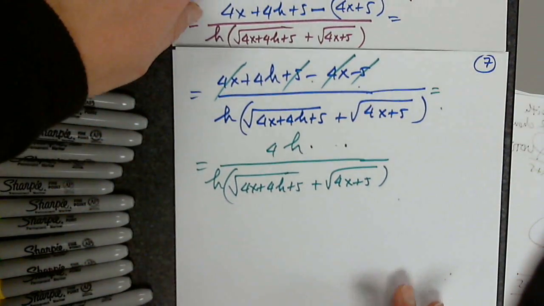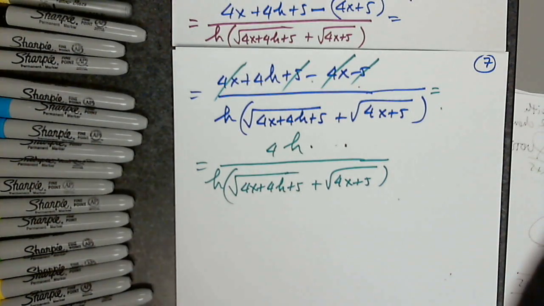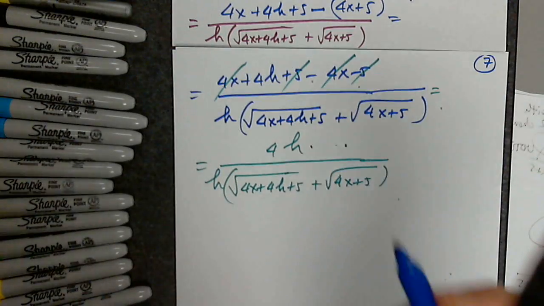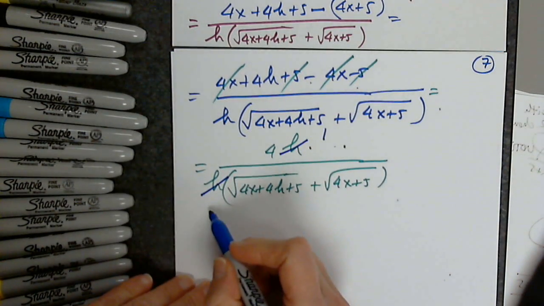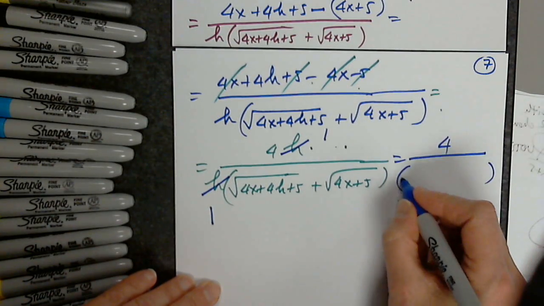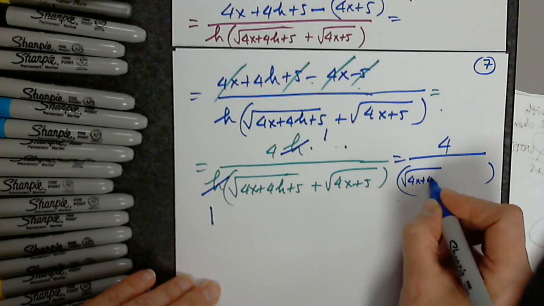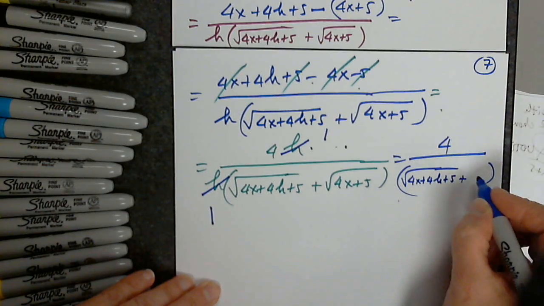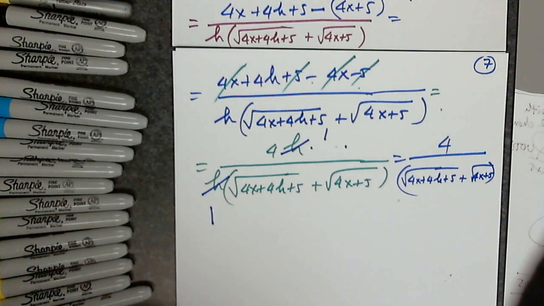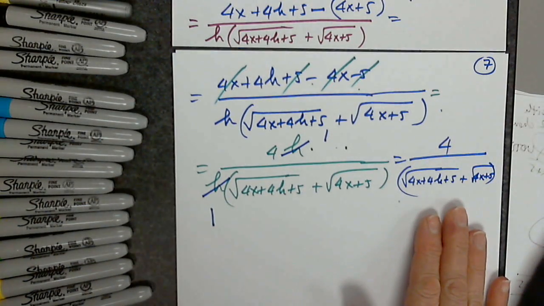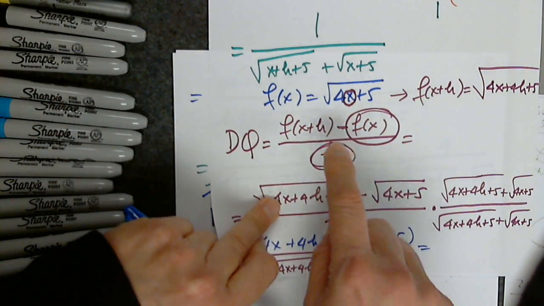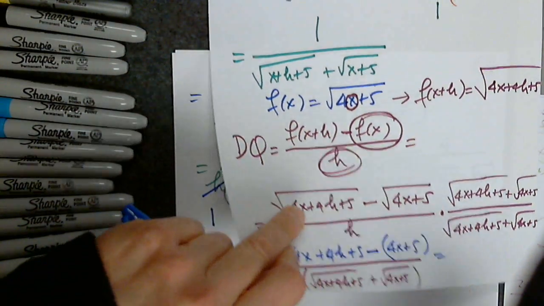And then I know that now I'm ready to simplify the factor that must go away, and that factor is, yes, h divided by h, which is 1. So the simplified form will be 4 over the square root of 4x plus 4h plus 5 plus the square root of 4x plus 5. I never said that h will completely go away. I'm only saying that if you're simplifying correctly, this must go away.